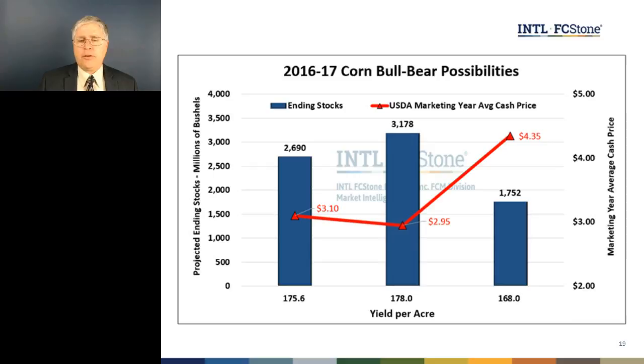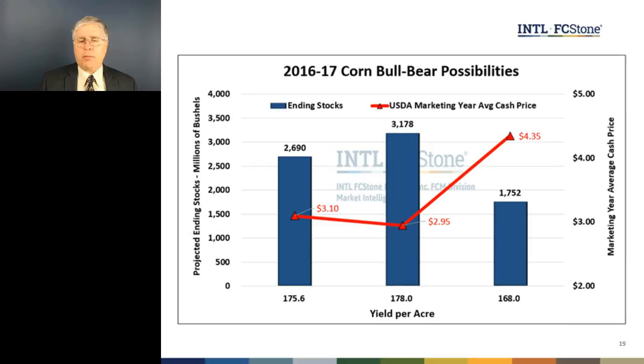On the other hand, if this crop didn't finish as well, if the combines show up what USDA couldn't find, and we end up dropping the final yield down to 168, well, that drops ending stocks all the way down to 1.752 billion. That's still larger than 2015-16 ending stocks by about 50 million bushels. The marketing year average cash price in that scenario is $4.35. Do I expect this to happen? No. Could it happen? It certainly could. But I do not expect it to happen.